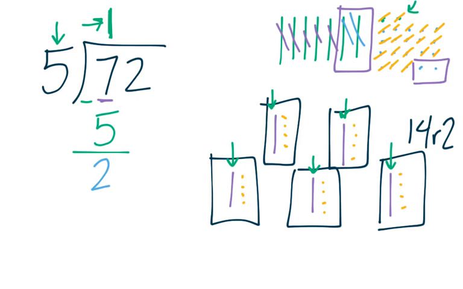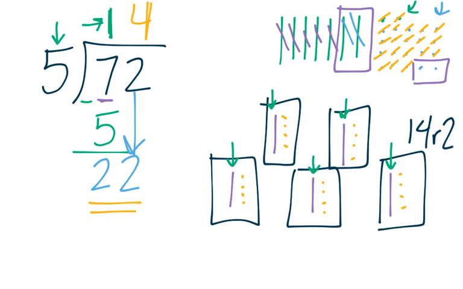Now, just like we did over here with our base 10 blocks, we're going to regroup that 2 10s into 1s, and we bring down our other number. When we regroup, we get 22 1s. Now, we're going to divide again. We're going to look at our 22 1s, and we're going to divide that by 5. 22 divided by 5. Well, I know that 5 times 4 gets me 20. So 22 divided by 5 is going to get me 4.